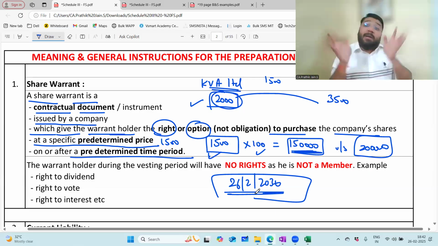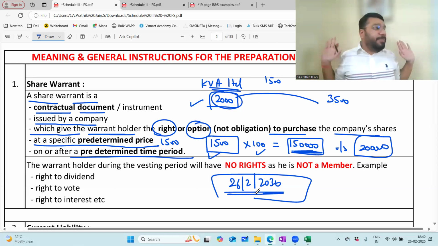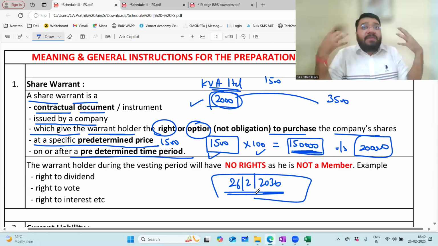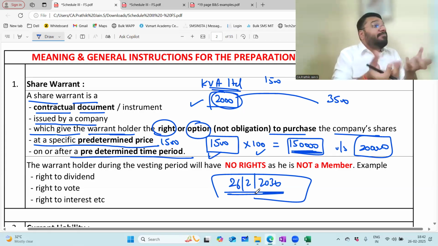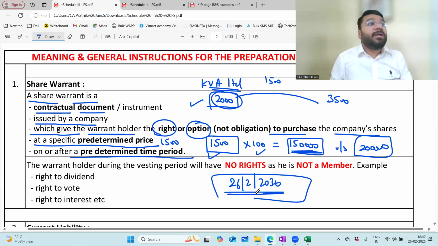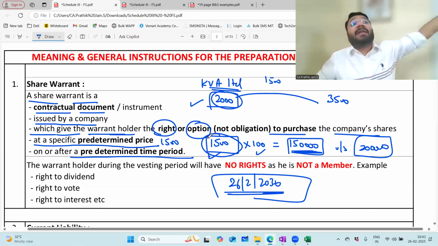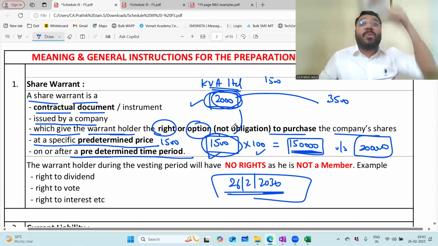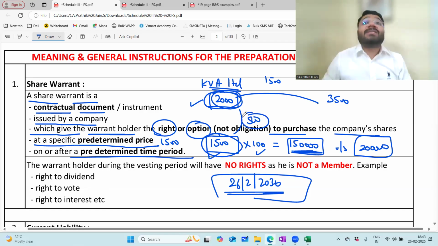What is he benefiting? The company is benefiting because company got 1.5 lakh rupees. But as a warrant holder, what is my benefit? So I have to give some benefit so that the person will come and be eager to buy the warrant of my company. So what is the attraction? Price point is the attraction. So I'm trying to give these shares at what price? 1,500 rupees. Whereas the share in the market is worth how much? 2,000 rupees. So how much is the profit per share to the warrant holder? 500 rupees is the profit. He's getting a discount of 500 rupees. So this is an attractive point at this stage.